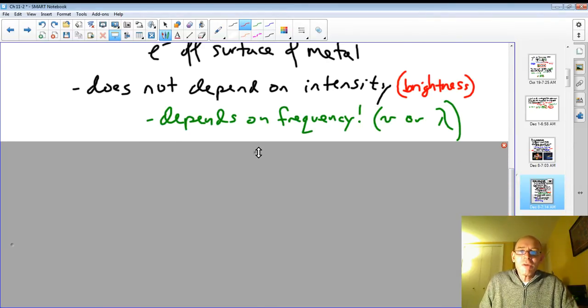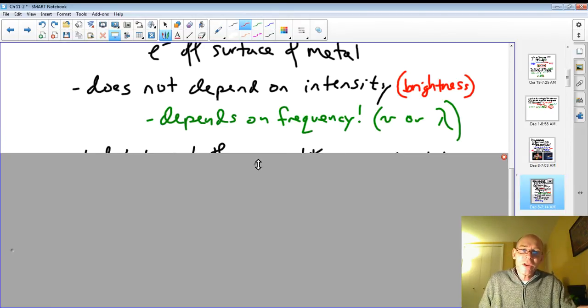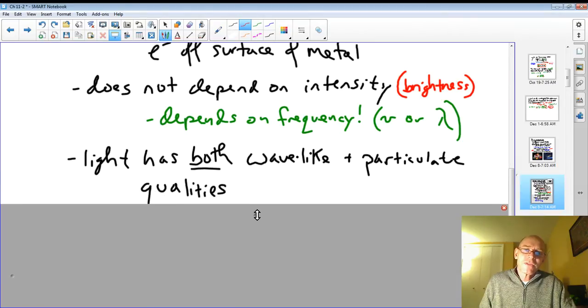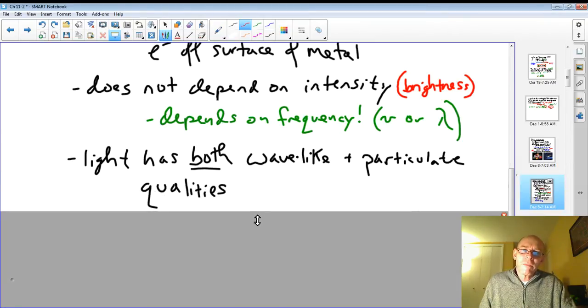So back to this. The number of electrons being knocked off doesn't depend on the brightness of a low energy wavelength. It depends on having the proper energy wavelength. And then the number of electrons being knocked off does depend on brightness. But again, it's about the number of particles, which Einstein had a specific name for.